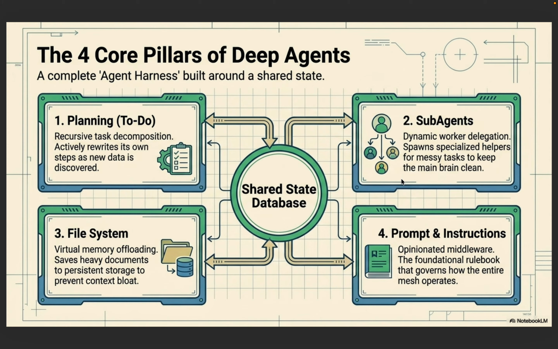And the third important part of the deep agent is the file system, the virtual memory offloading. Which means it will save all the information into a file system, because this will definitely help us to track each task, I mean, the status of each task.